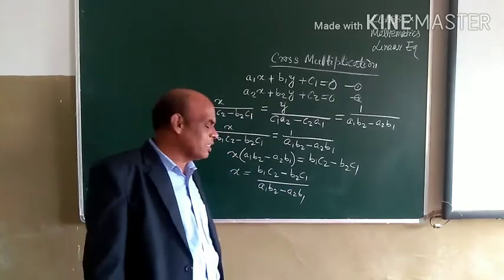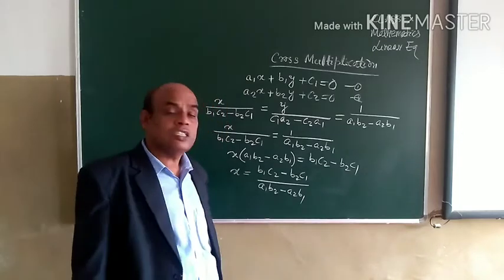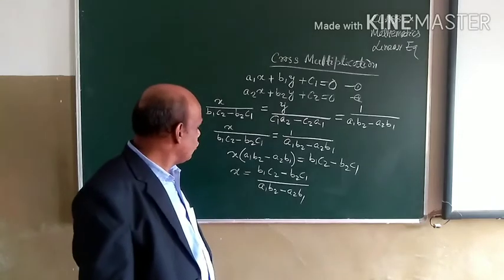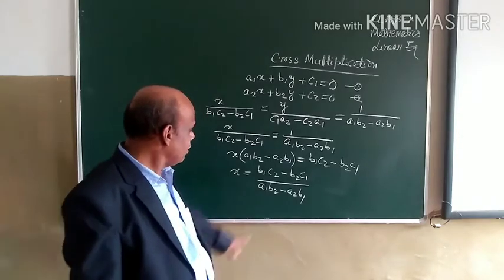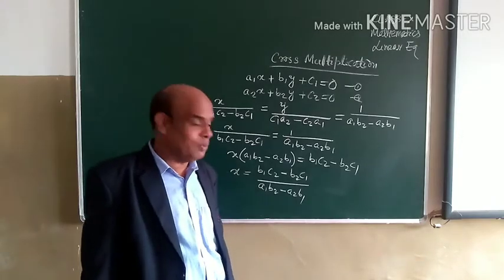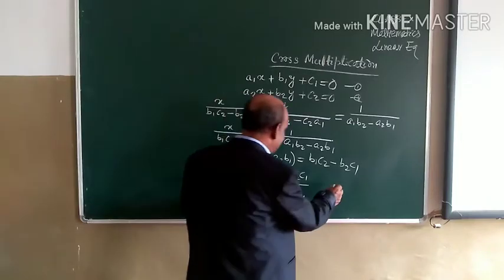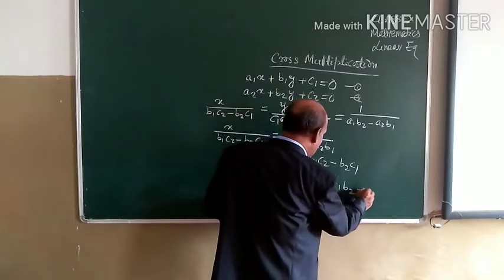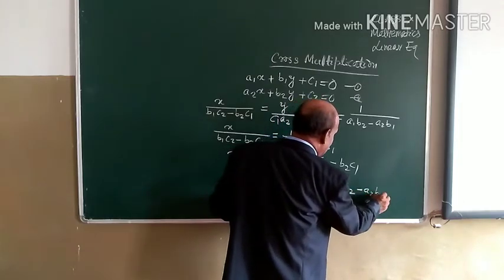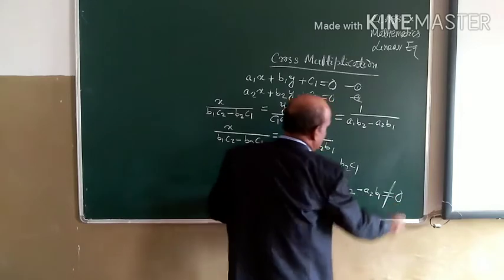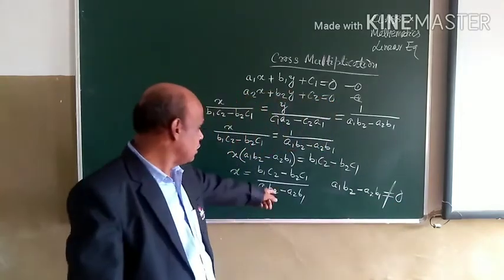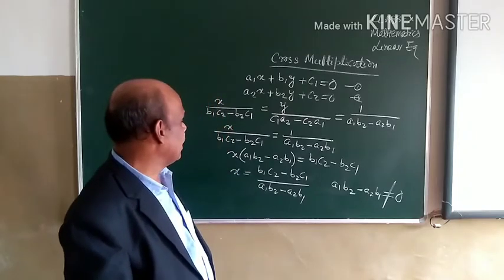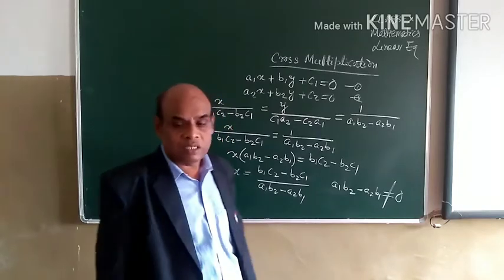So it is very clear that the denominator should not be equal to 0. In order to find the value of x, we have to remember the denominator should not be equal to 0. So we will write the condition: provided a1b2 minus a2b1 is not equal to 0. It means the denominator will never be 0. Then only we can get the value of x.